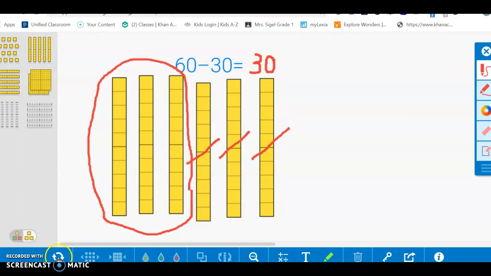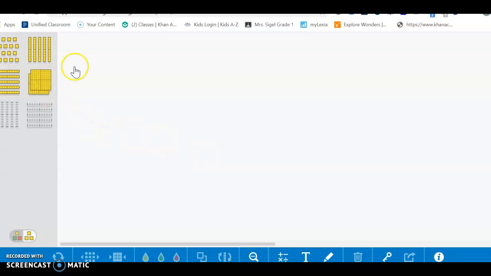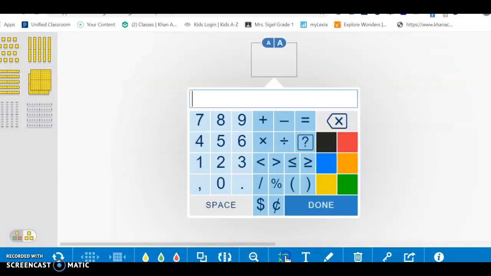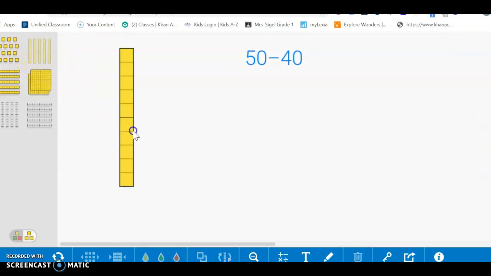All right, let's try another. Good job, boys and girls. All right, we're going to try 50 minus 40. All right, we're going to count out 5 tens again. Ready? Count with me.